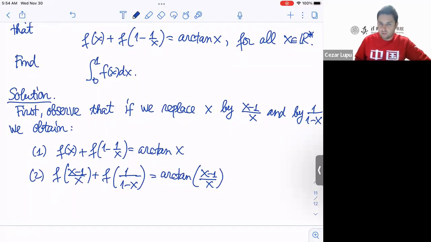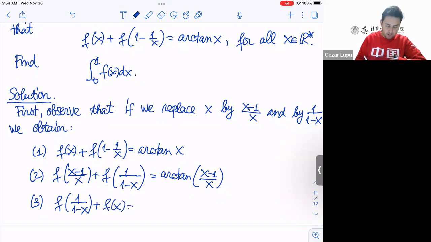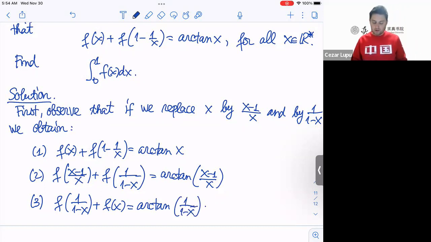And now we said we will replace by 1 over 1 minus x. So this will give us a third functional equation. And in this case, we should be lucky, because if you replace it there, you will get back to x. So basically, you will have that f of 1 over 1 minus x plus f of x is nothing else than just the arctangent of 1 over 1 minus x. Okay, great. So we went back to f of x.